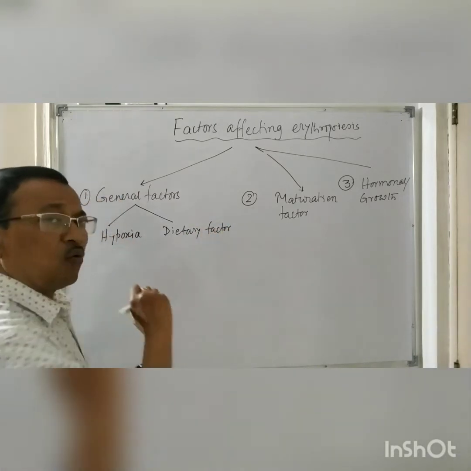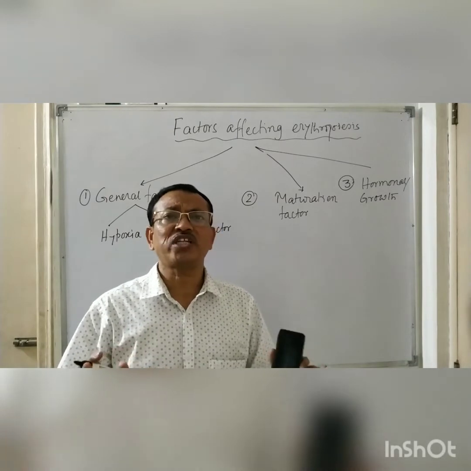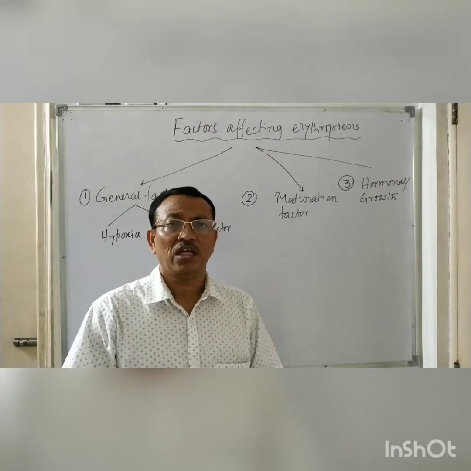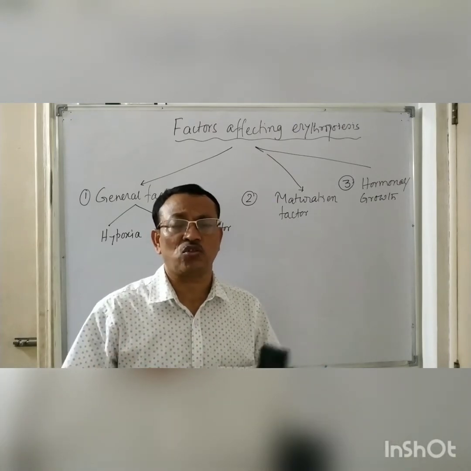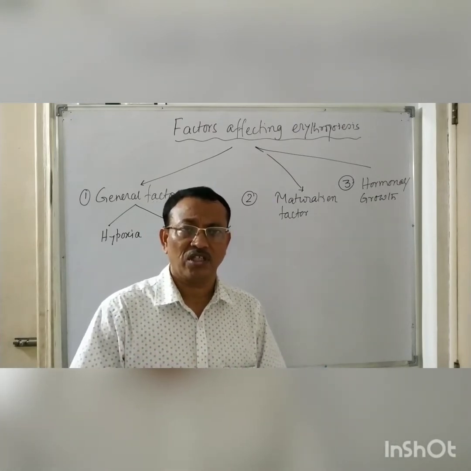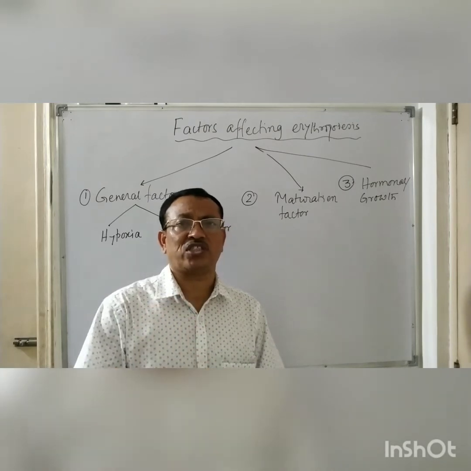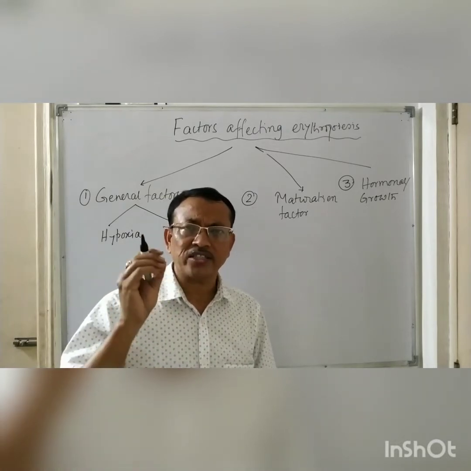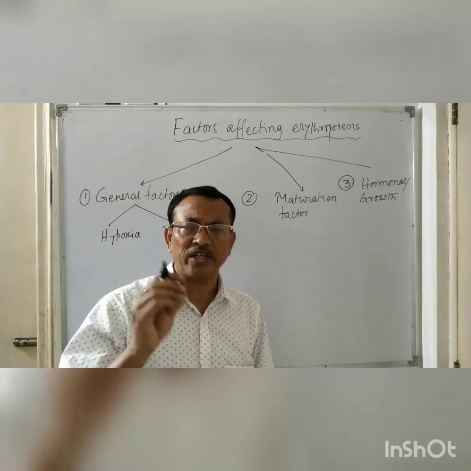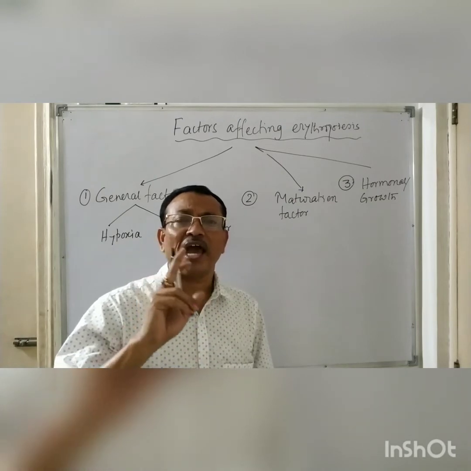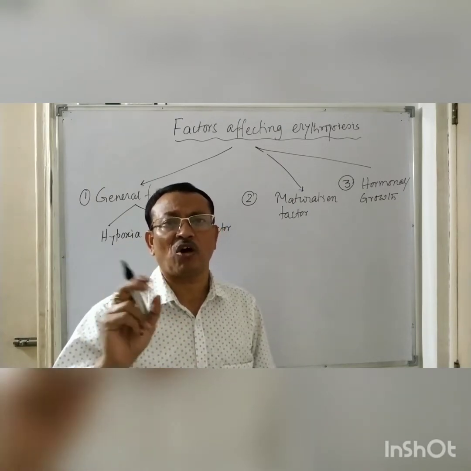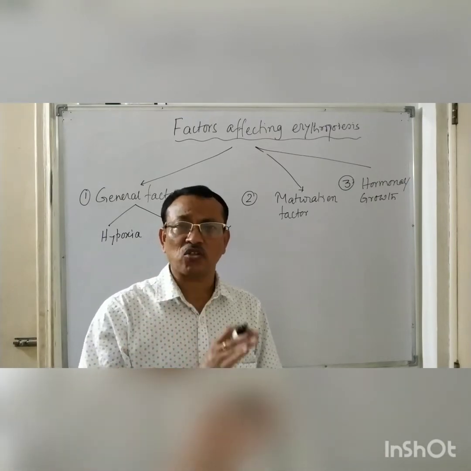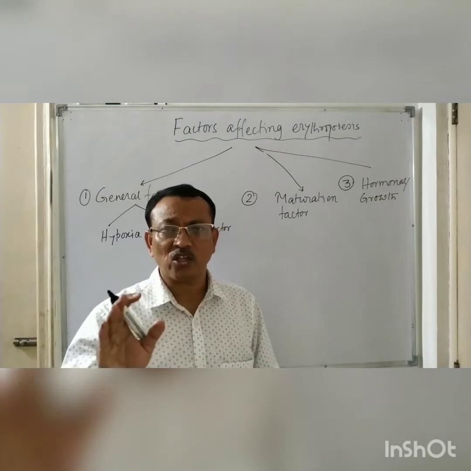So first, what is hypoxia? Hypoxia is the lack of oxygen to the tissue, deficiency of the oxygen to the tissue. That is hypoxia. Hypoxia is a very potent, important stimulus which can increase the rate of erythropoiesis.